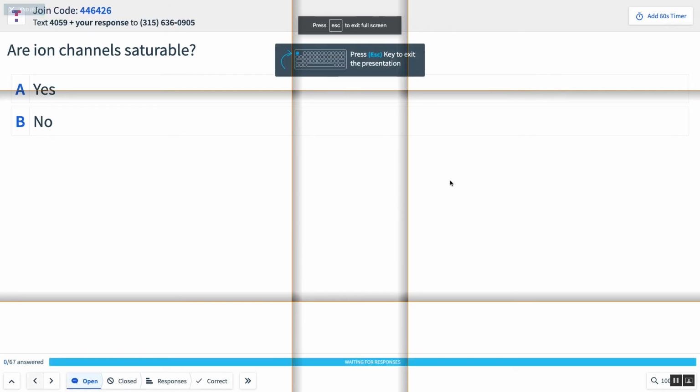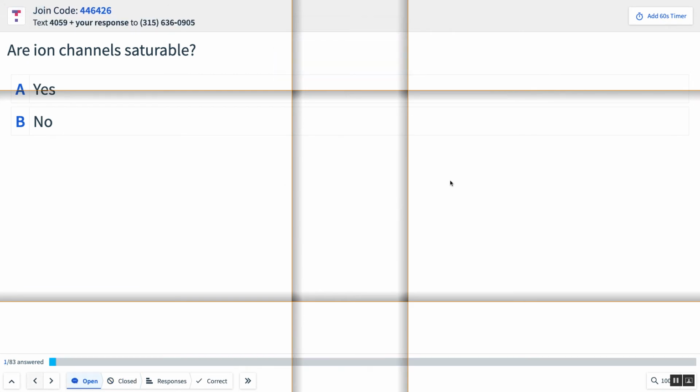Are ion channels saturable? Now, we have lots of ion channels. They conduct a lot of ions, way more than carriers. We're going to learn that 10 million ions can move across the membrane through a channel per second, as opposed to a carrier, only 1,000 molecules per second. Do you think we can saturate out an ion channel? I don't expect you to know this, just kind of one of those thought questions.